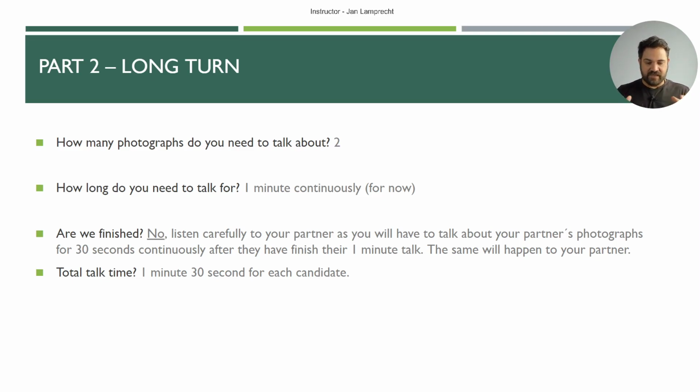Okay. So the examiner gives you 2 photographs. You talk about those 2 photographs for 1 minute. When you're finished, the examiner turns to the other candidate and asks that candidate a question about your topic. That candidate speaks for 30 seconds. And then it's the other candidate's turn, who will speak for 1 minute, and then the examiner will turn to you, ask you a question about that topic, and you will speak for 30 seconds. So total talk time per student in this part is 1 minute and 30 seconds.